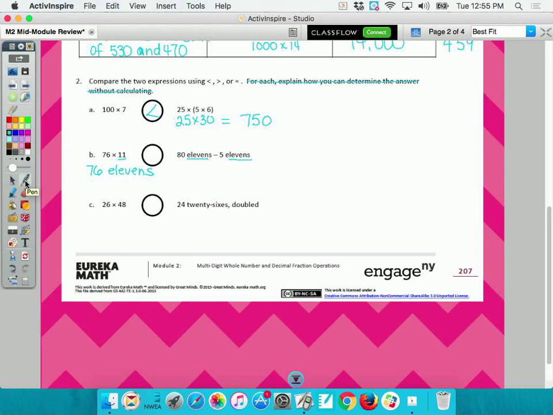Just look at it. 76 11s and 80 11s minus 5 11s. What do you think, Lupita? Equal? No. 76 11s is bigger. Okay, how many 11s is over here? 80. 80 minus 5, what is that? 75. See why unit form helps a lot right there?